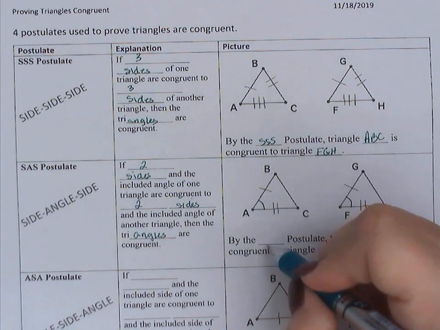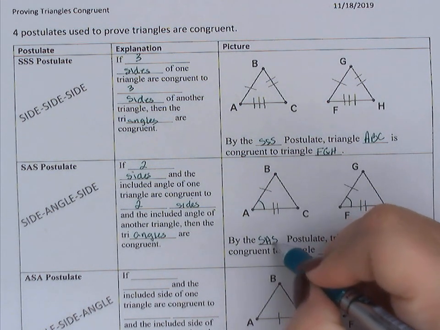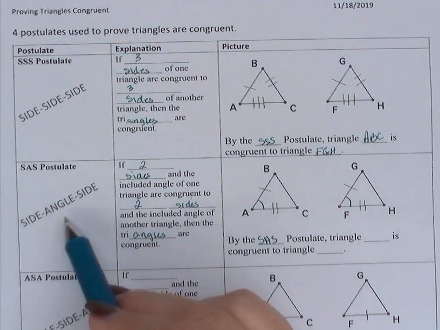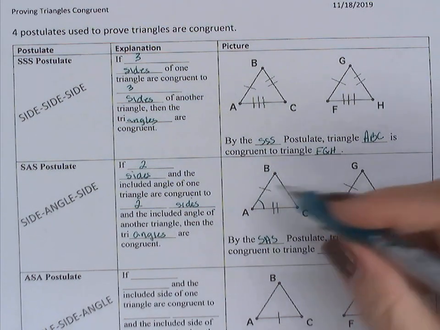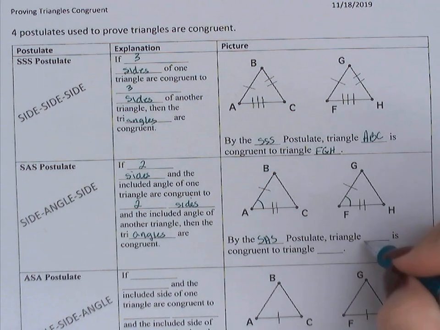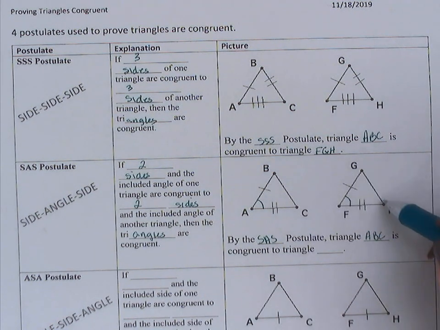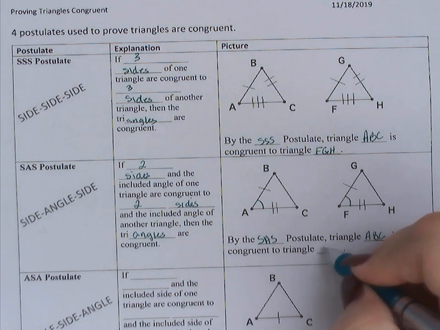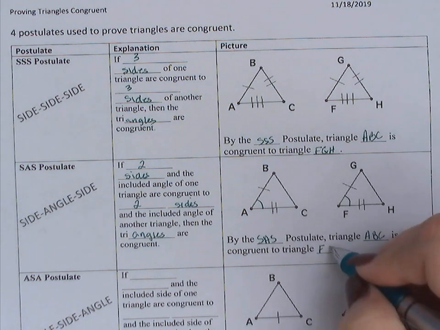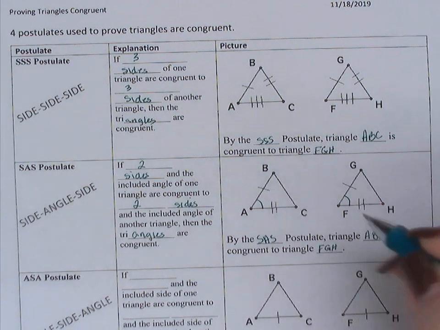So by side, angle, side, SAS, triangle ABC is congruent to FGH. And notice when these are being drawn out, that they're being drawn in a way that you can easily find the corresponding pieces. Sometimes the pictures are not that way.